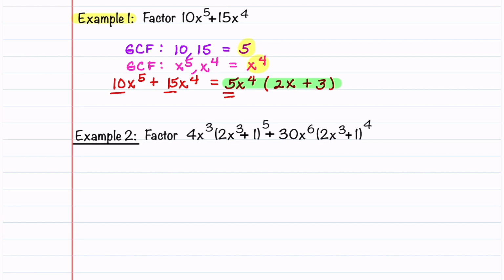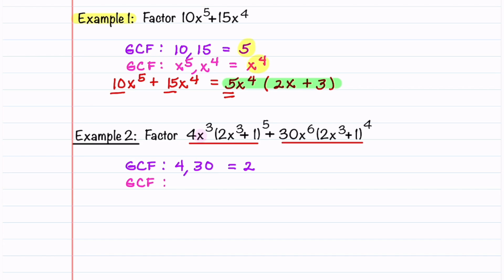Our second example is more complicated because there's more terms in each of the two expressions that are being added together. We'll begin by finding the greatest common factor of 4 and 30. 4 does not go into 30, but we see that 2 goes into both 4 and 30, so 2 is going to be our greatest common factor. Next, we'll find the greatest common factor of our variables or expressions.